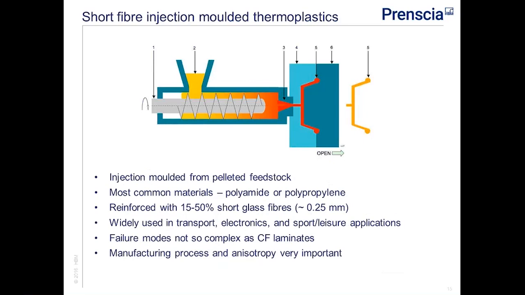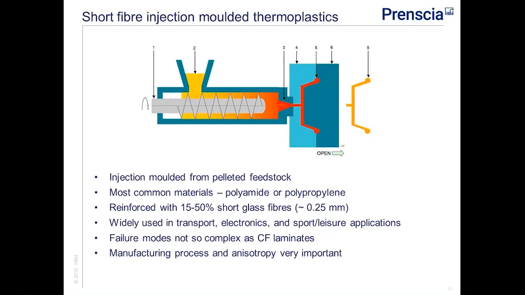The most common matrix materials are probably polyamides and polypropylenes, and normally reinforced with short glass fibres. And when I say short, I mean fractions of a millimetre in the finished product. So these kinds of materials are very widely used, for instance, in the automotive industry, but also in electronics, sport and leisure applications, many different applications.